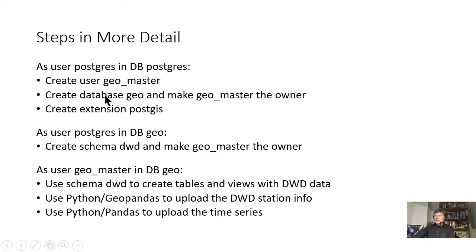And when we have the database and its owner, we will create the extension PostGIS, and that also has to be done as the user Postgres. So you need to be a master or an administrator to create this extension. Then we change the database, and as user Postgres, we connect to the database Geo, and within this database Geo, we will create the schema DWD.